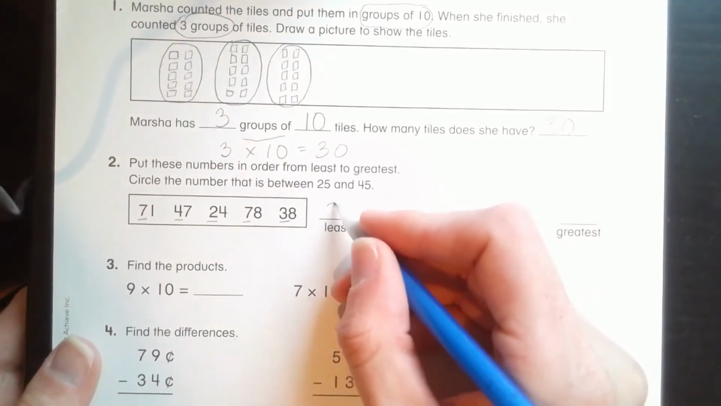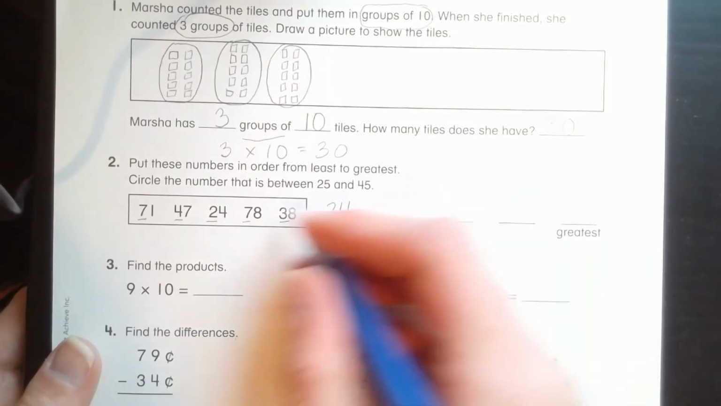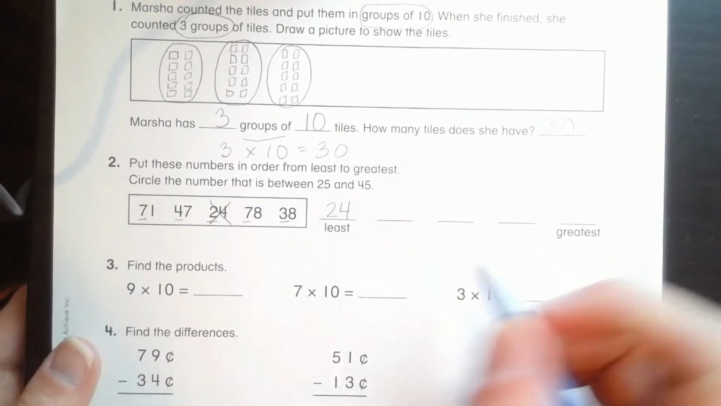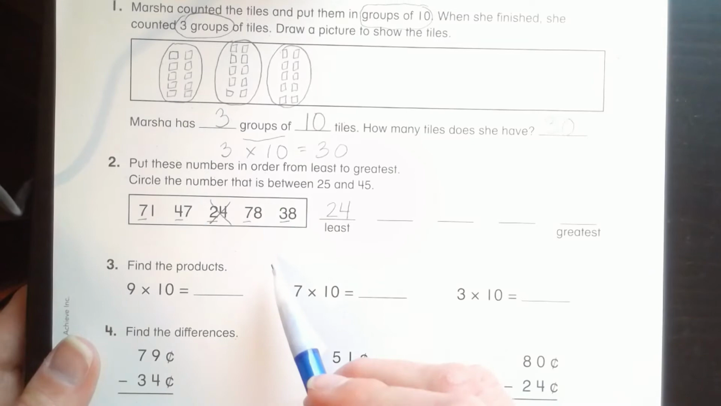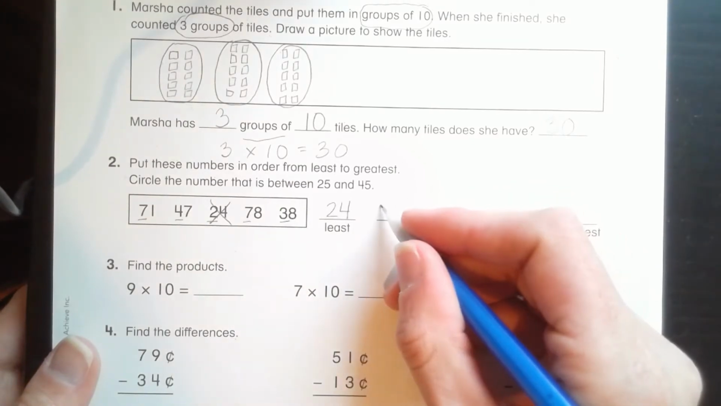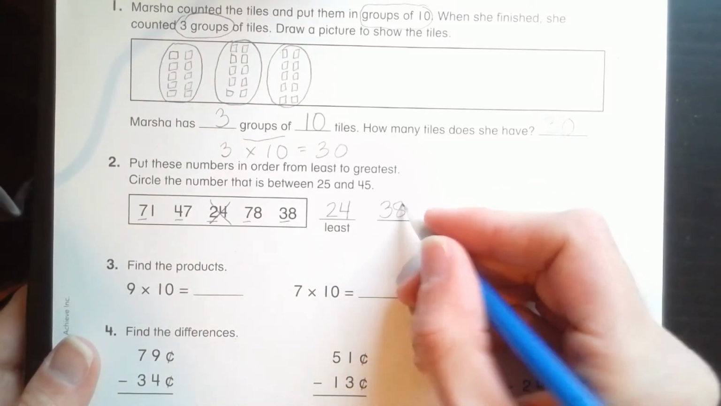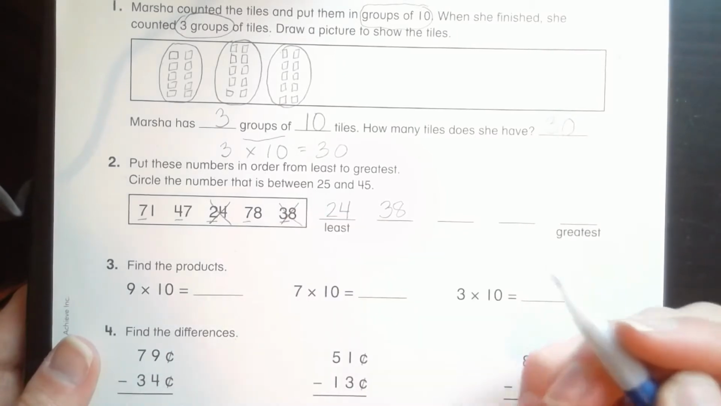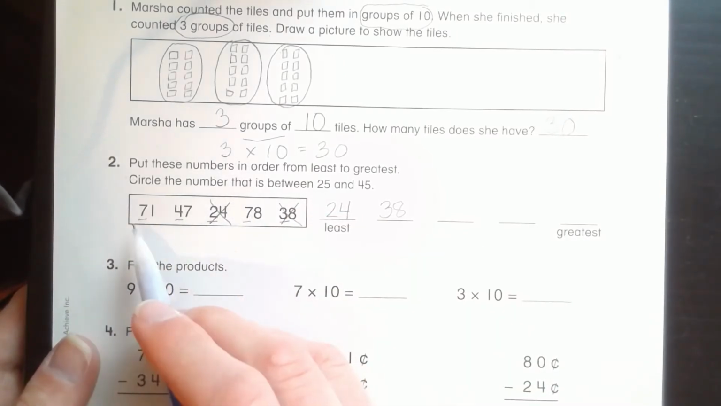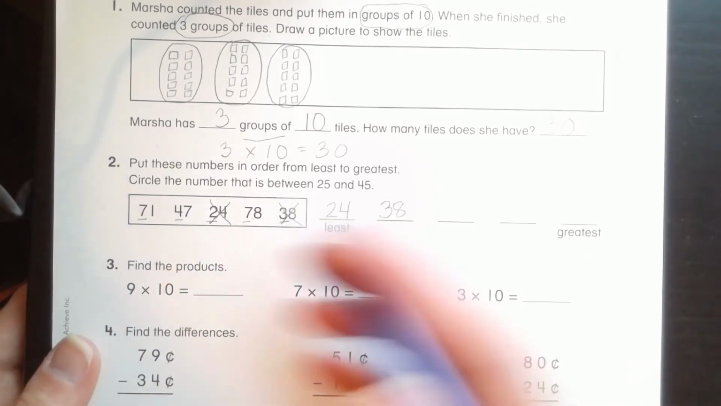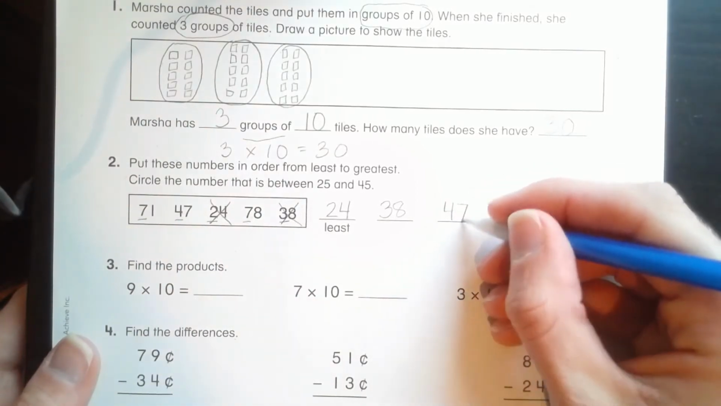24 is definitely the smallest. And then what comes next? 7, 4, 7, 3. 3. So 38 is the next smallest. And next we have 7, 4, 7. What comes next? The 4. We have 47.